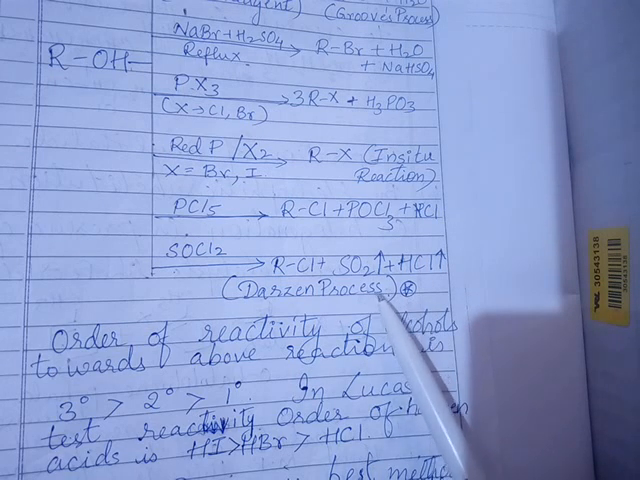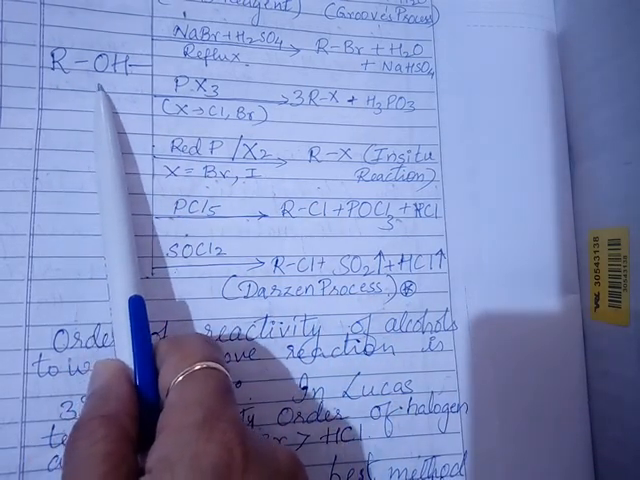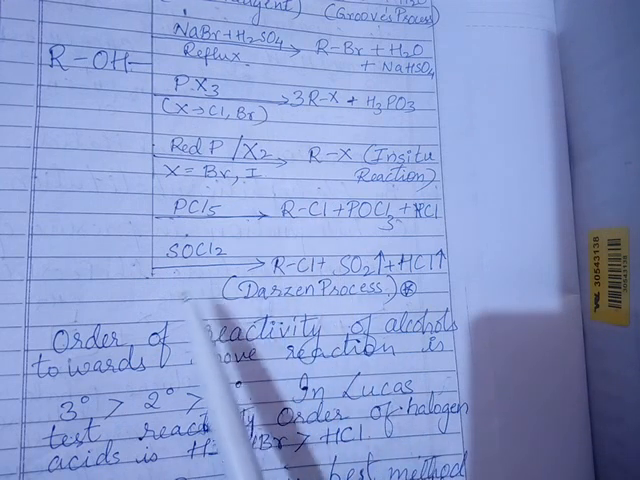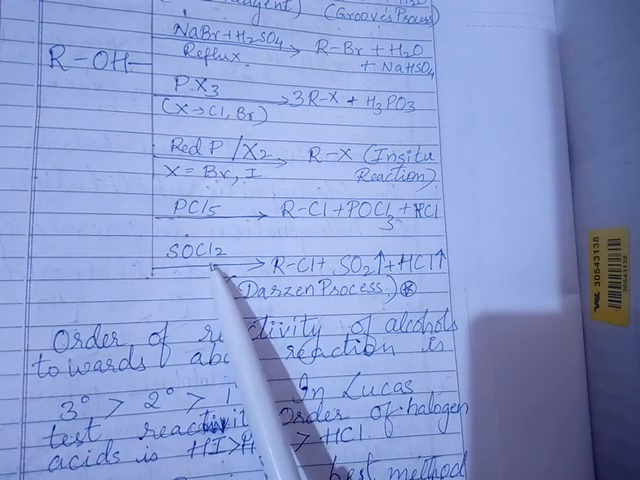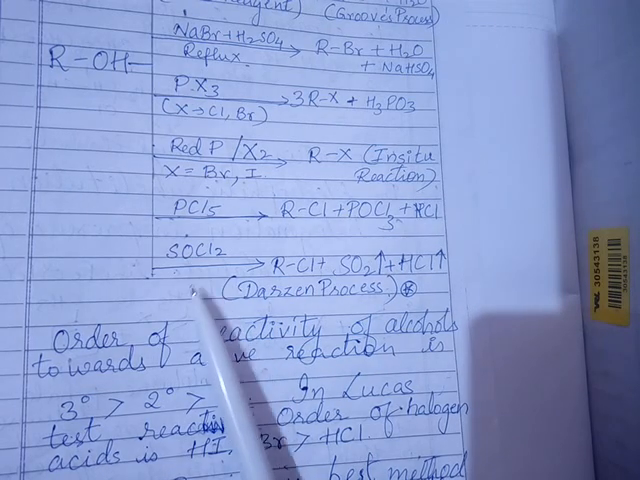So let us first take a look at what the reaction is. In this case we are taking alcohol. To the alcohol we are going to add SOCl2, thionyl chloride. So we are going to use thionyl chloride.